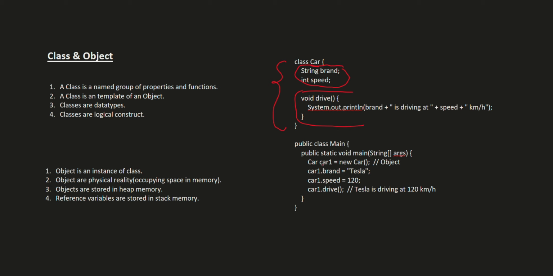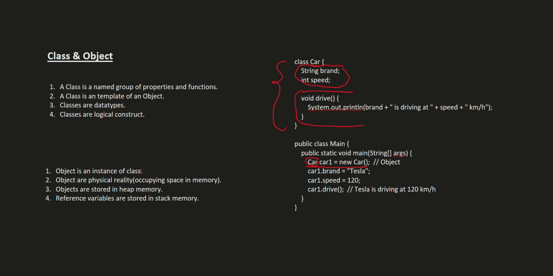Classes are data types. So here is where creation of a class happens. See, this variable is of type Car. So Car is actually a class. Classes are logical constructs. Classes do not occupy space. They are just logical.